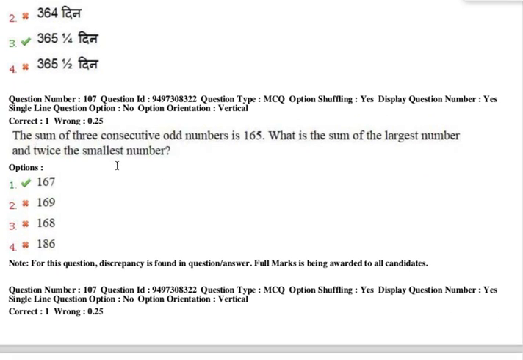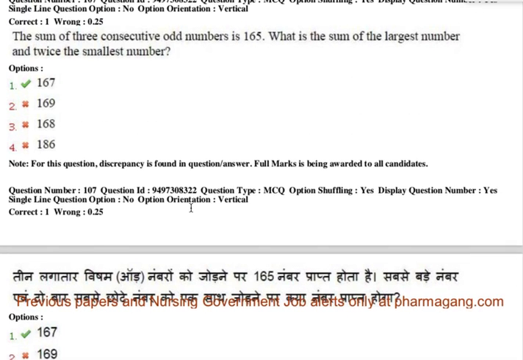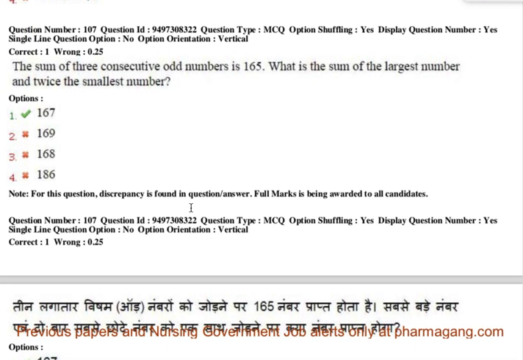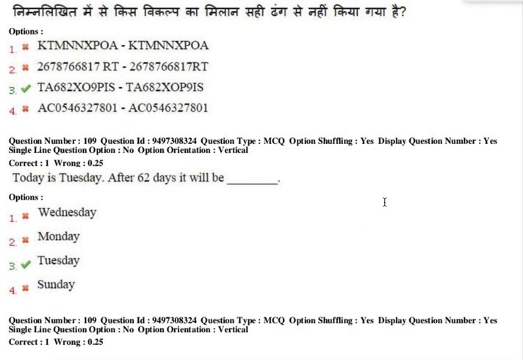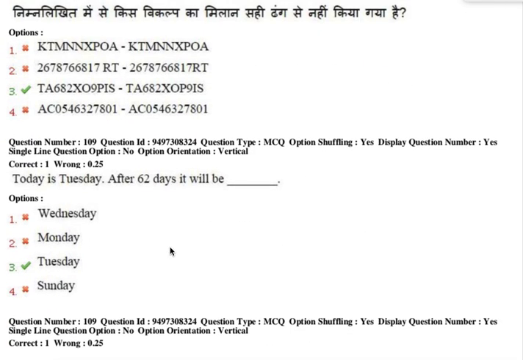Next question. The sum of three consecutive odd numbers is 165. What is the sum of the largest number and twice the smallest number? Correct answer is first, 167. Next question. Which one of the following is not matched correctly? Right answer is third. Next question. Today is Tuesday. After 62 days it will be?